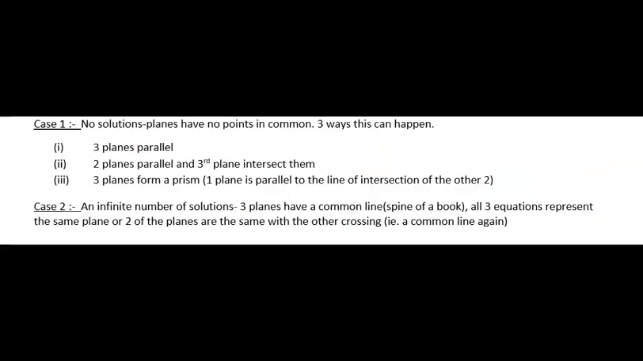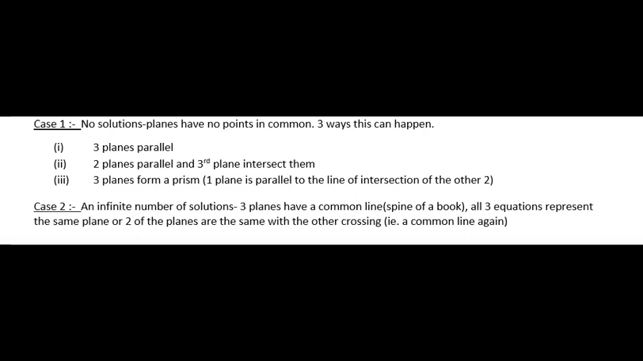Okay, so just to talk through what we just said, having done the drawings, and we'll see these in better detail in a wee minute. So case 1 was no solutions, so the planes have no points in common, and there are three ways we can have this. The three planes are parallel, that's the most straightforward one to see. Number 2 is you've got two parallel planes, and the third plane intersects them. And the next one is the three planes form a prism, that really is just the A-shaped one, so that's why there's no solution.